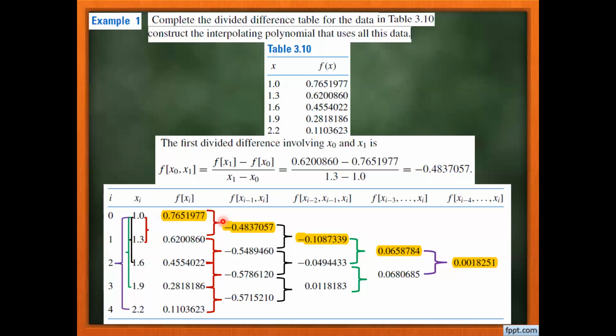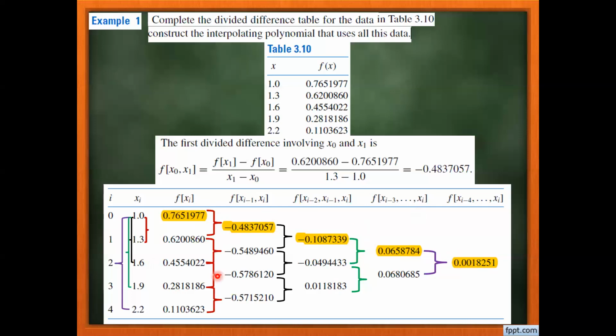Now, A1 was the first order divided difference at the 0th node. So we are only going to use this value out of this column. So this is the value of A1. Then A2 is the second order divided difference at X naught, so we are going to use this value only. That is A2. A naught, A1, A2, A3, and A4. This means that out of this divided difference table, we are only going to use the upper diagonal values.